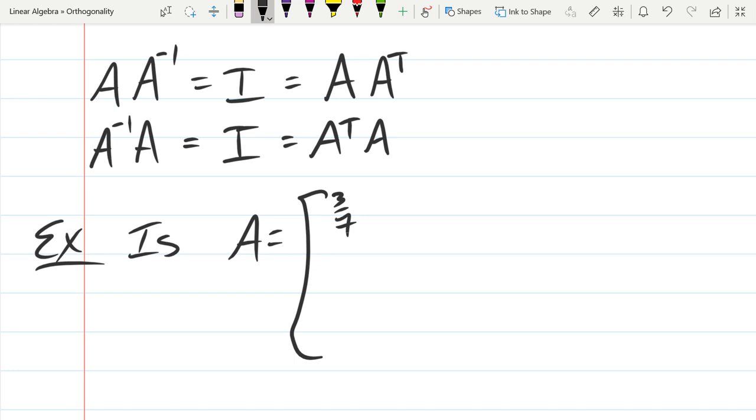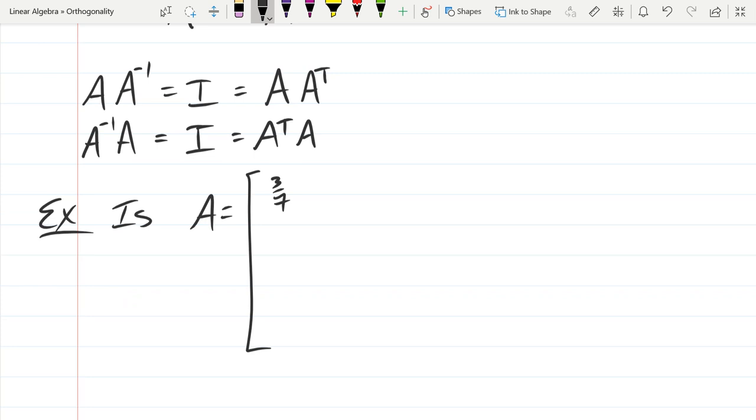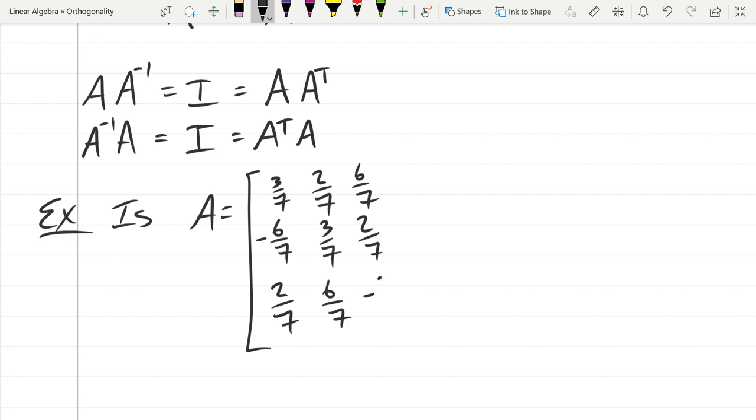So we're going to have to use fractions here. A lot of these matrices are going to have fractions in them. So we have 3/7, I'm going to go across row 1. 3/7, 2/7, 6/7. Row 2 is negative 6/7, 3/7, 2/7. Row 3 is 2/7, 6/7, negative 3/7.